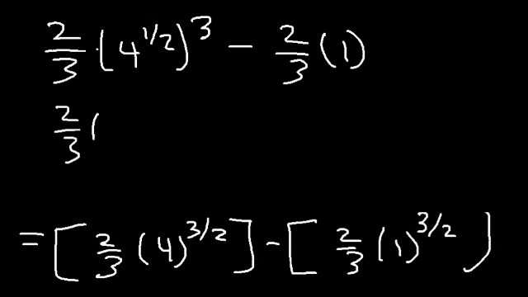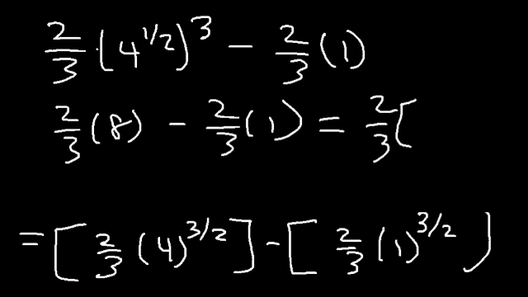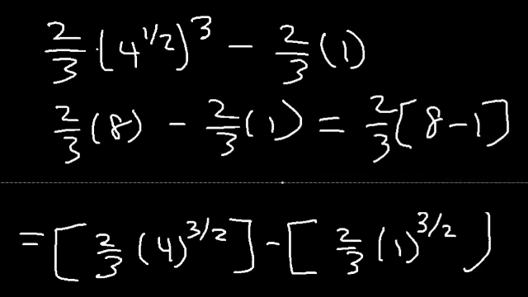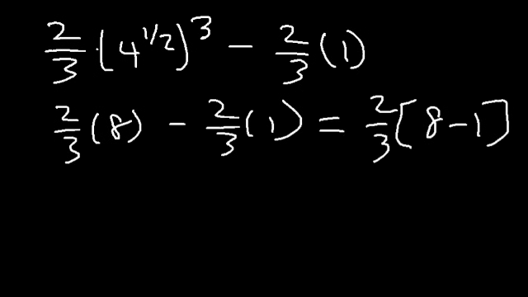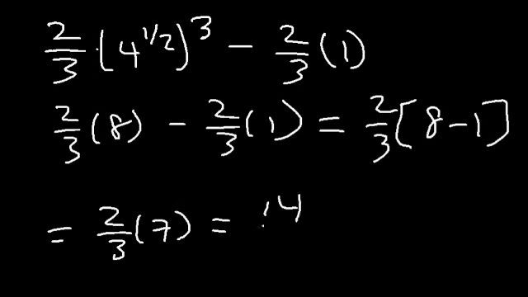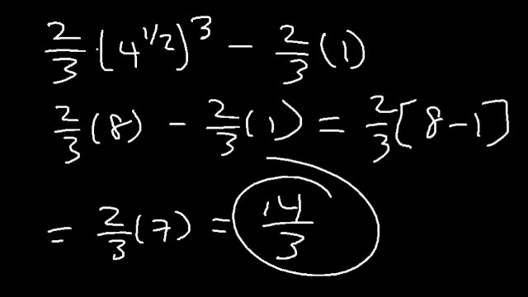So we have 2 over 3 times 8 minus 2 over 3 times 1. Well, we can factor 2 over 3. And then we're going to have 8 minus 1, which is 7. So this is equal to 2 over 3 times 7, which is 14 over 3. So that's the final answer.